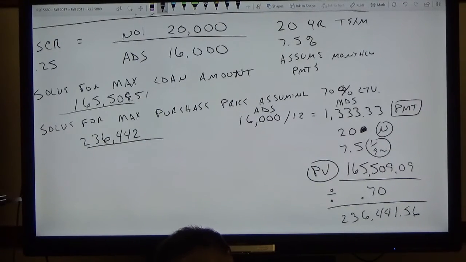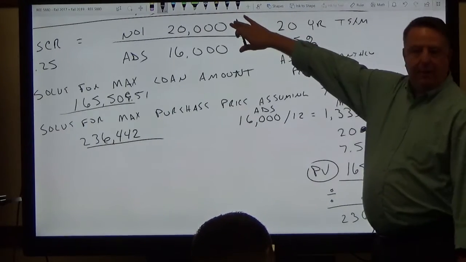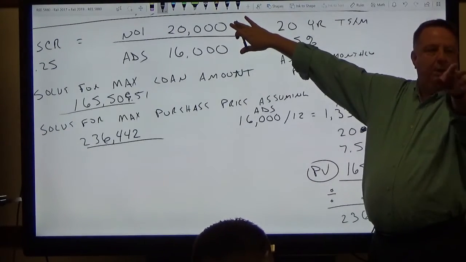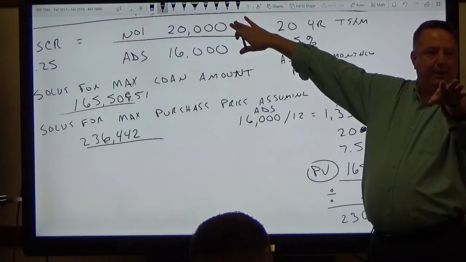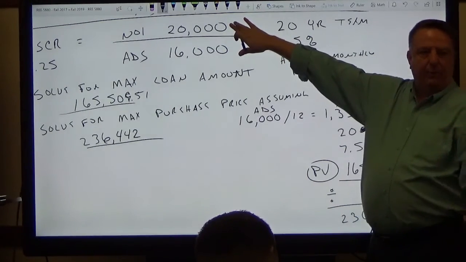So what is the scenario that you're in? It's very simple. You know how much the property is generating in income: $20,000 a year in net operating income. You find a property out there that's for sale, and you know it's generating that amount of net operating income after all the expenses have been paid. This is what you're left over with, net operating income.